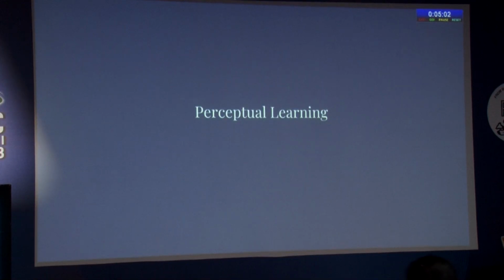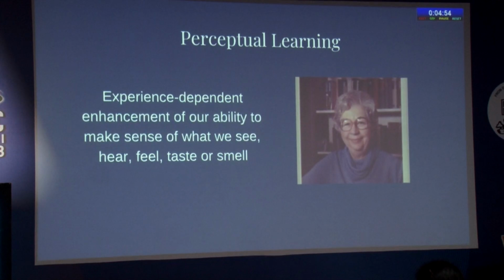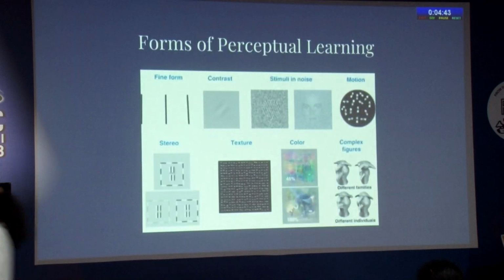These therapies were based on 2 learning concepts, perceptual learning and dichoptic training. Perceptual learning was defined by Eleanor Gibson in 1963 as an experience-dependent enhancement of our ability to make sense of what we see, hear, feel, taste or smell. And these are some other forms of perceptual learning for other senses.